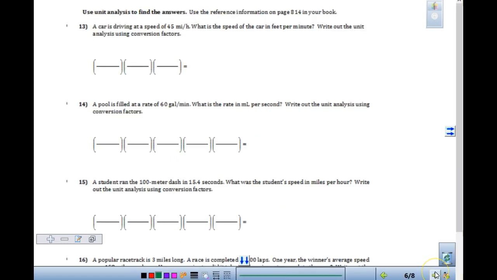If you really struggled with the unit multi, or doing our unit analysis, it tells you to use page 814, but most of you, if you don't have your textbook, can just use your planner. That back page has all those conversions in it. You can use that page also. So if you struggled with this, start here, okay?